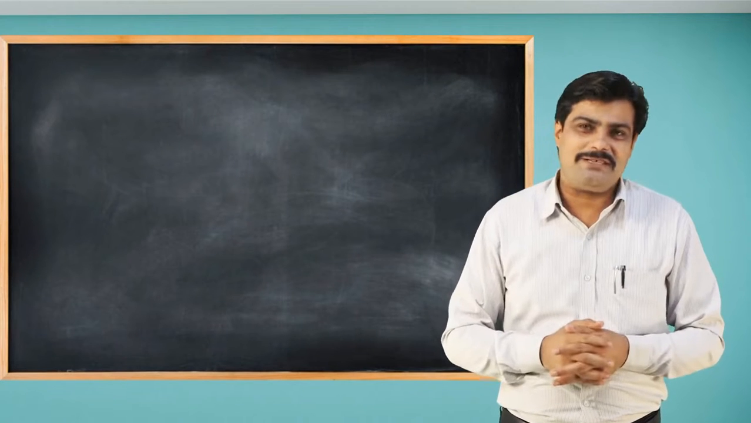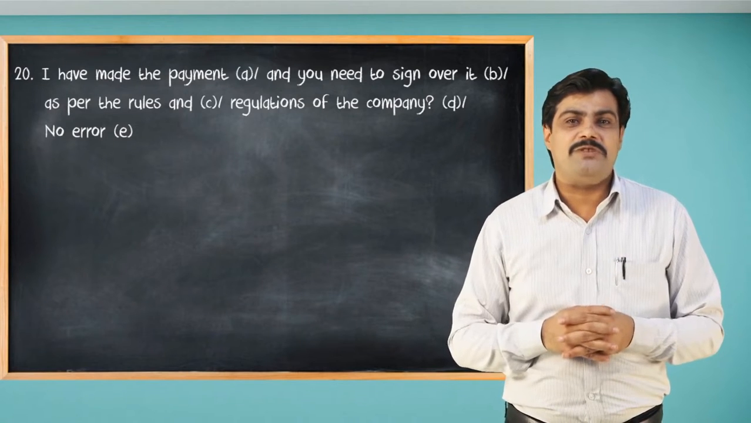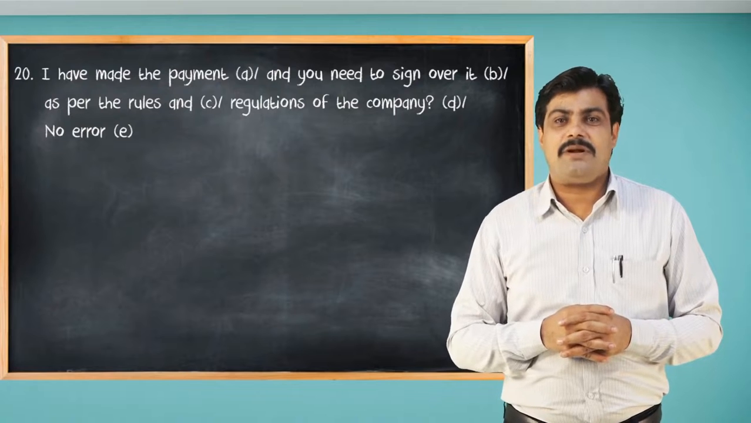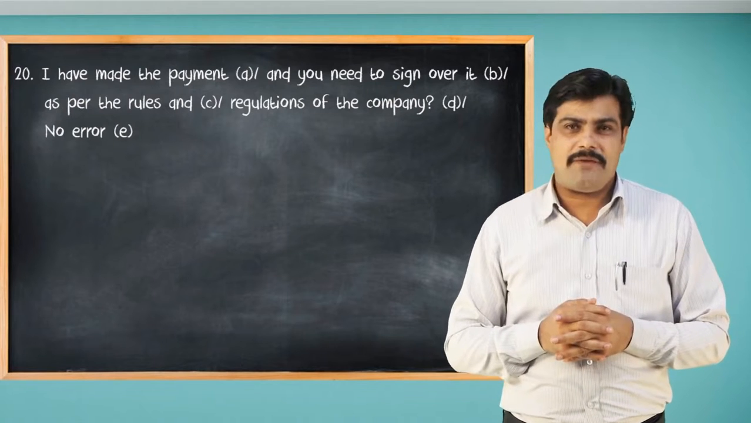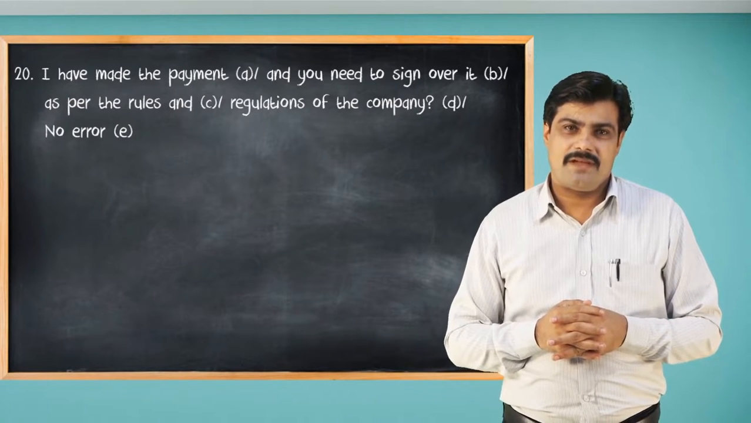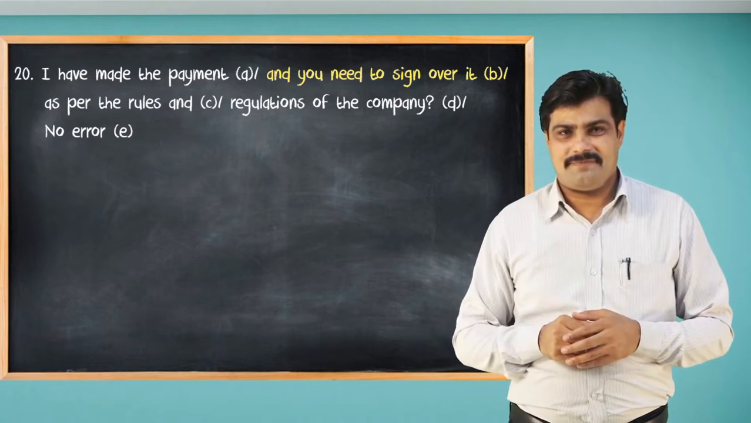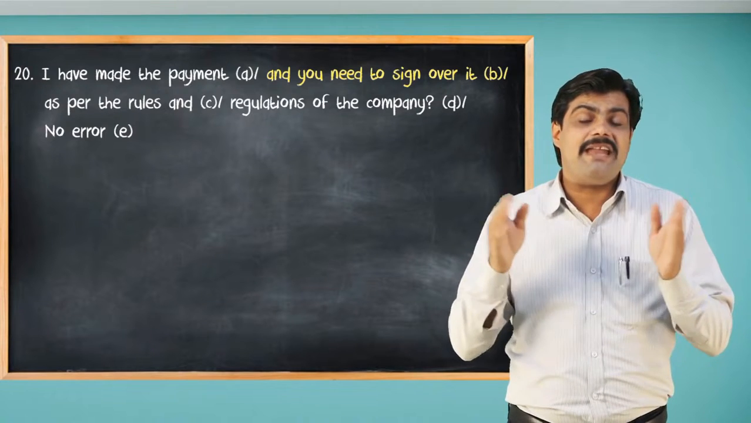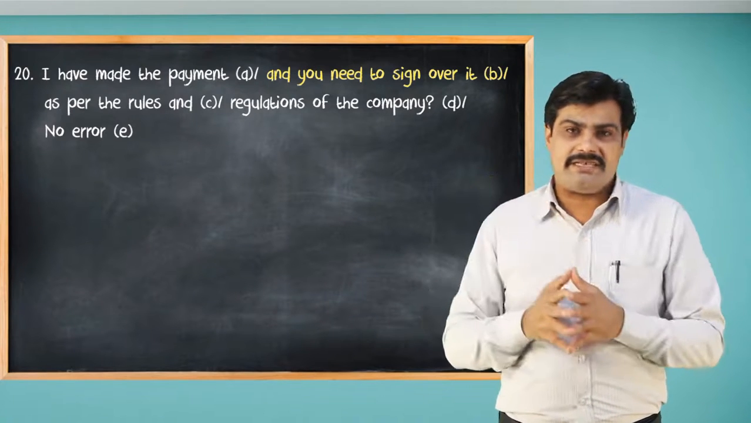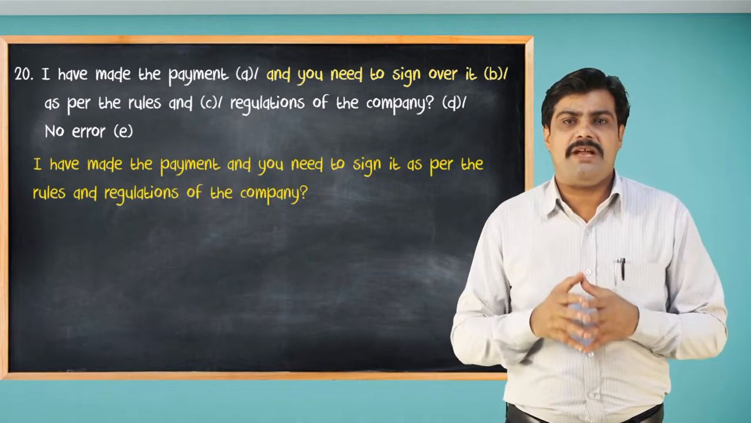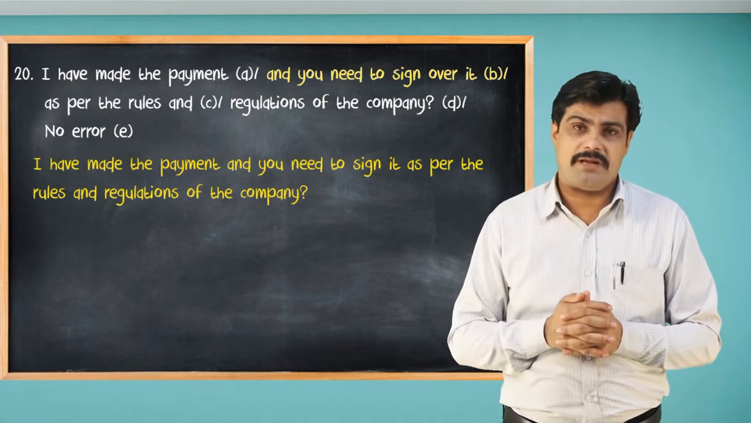Now let's take the final sentence of this lecture. I have made the payment and you need to sign over it as per the rules and regulations of the company. Now what is the mistake you have noticed in this sentence? In part B, there is a mistake. The verb sign doesn't take any preposition, remember. So remove it and now say the sentence as: I have made the payment and you need to sign it as per the rules and regulations of the company.